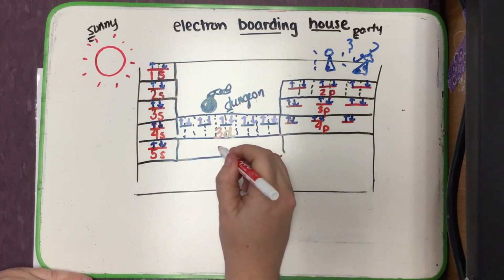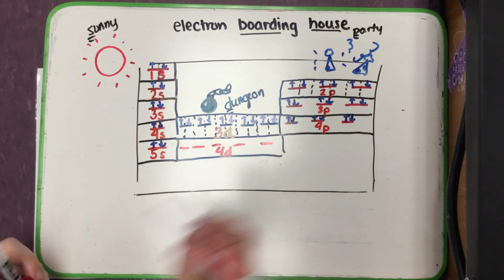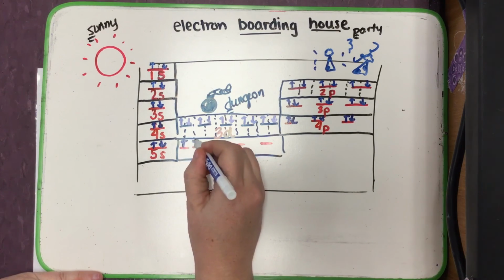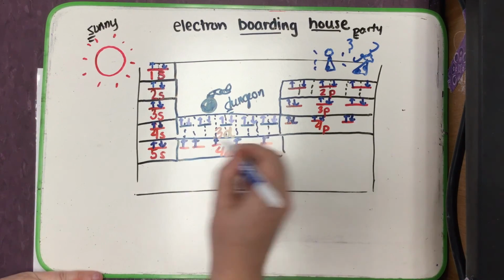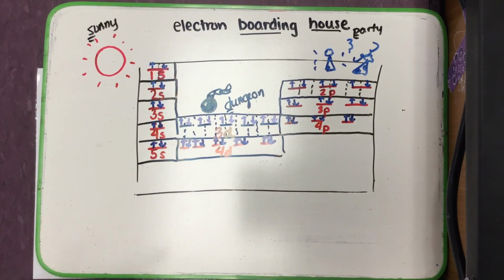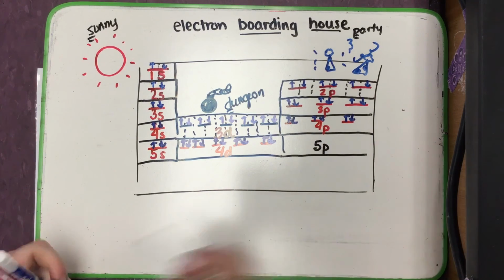Then we have our 4D, 5 lines over top the D. And then we have 5P.